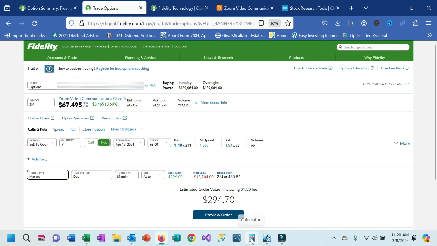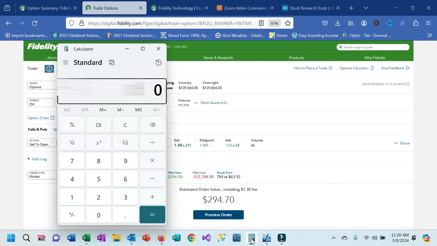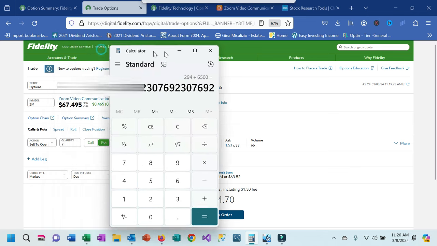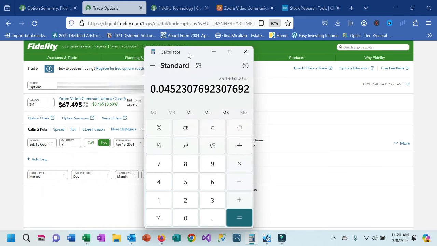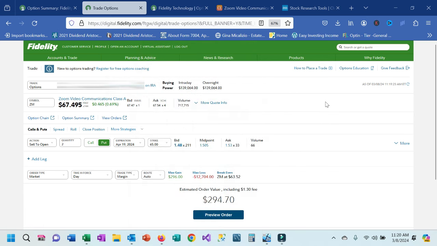If we look at 294 divided by 6,500, that's a 4.5% return. But with 44 days, what is that? We can multiply this times 365 and divide by 44. We'll just assume it's 44. So it's almost like a 37% return, which is really good. If you can typically get that kind of return, it's a good idea to do it.